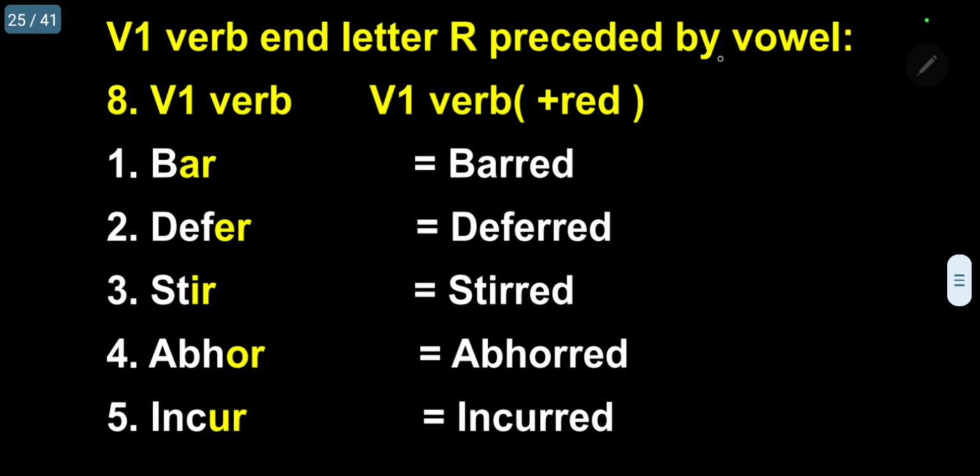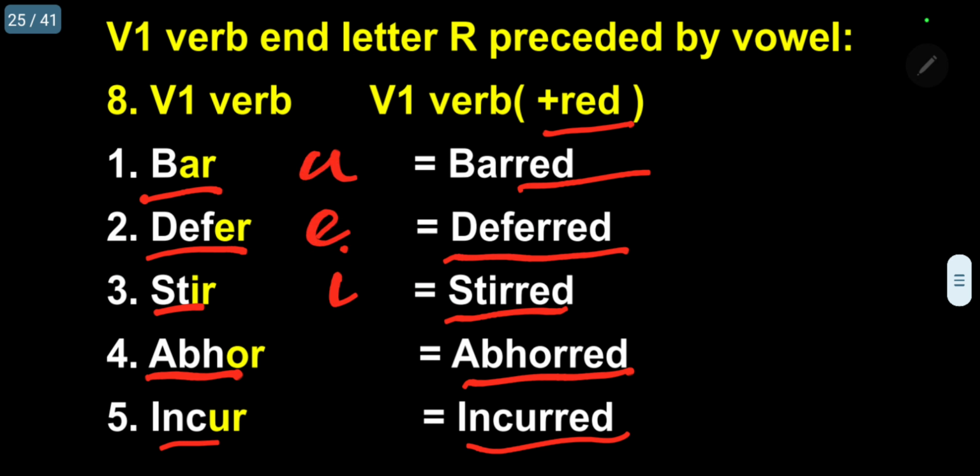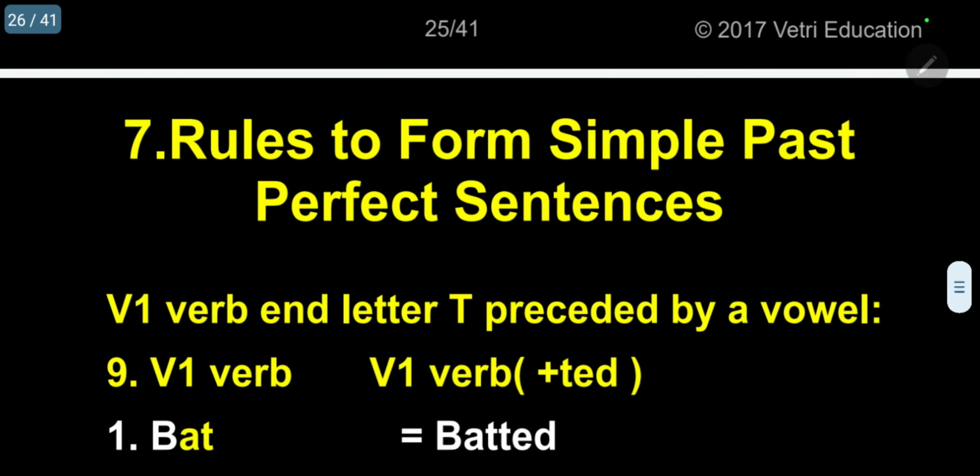The letter is R. So always adding RED. Bar, barred. Defer, deferred. Steer, steered. Abhor, abhorred. Incur, incurred. Vowels A, E, I, O, U. So here all the vowels are coming with examples. Please follow. So let me go for the next letter, the ninth letter, T.